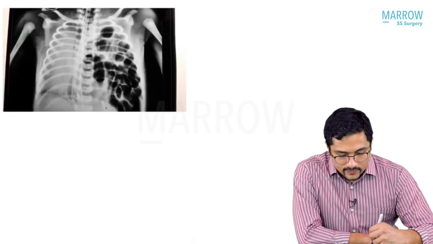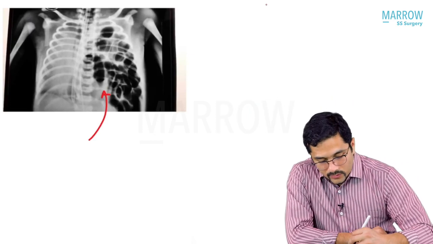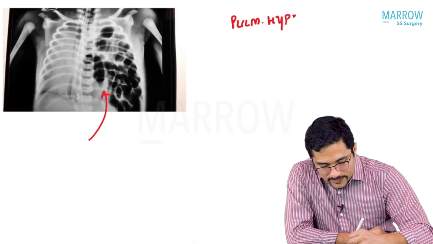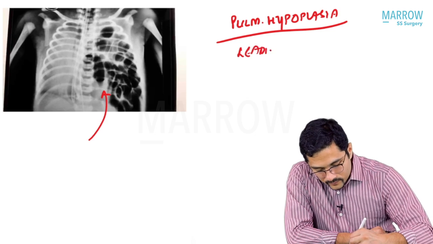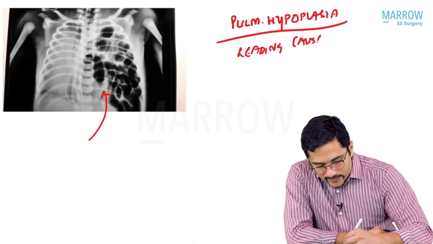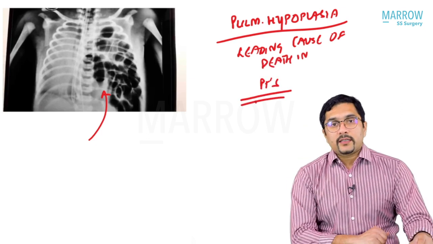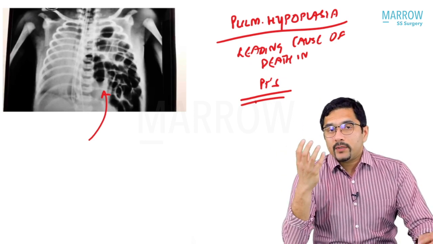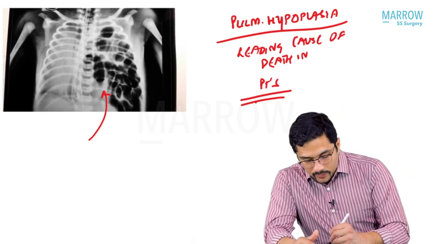You can see here that there are bowel loops in the hemithorax, and you also know that pulmonary hypoplasia is the leading cause of death in these patients. Pulmonary hypoplasia is the leading cause of death in patients with congenital diaphragmatic hernia, and later on these patients can also develop pulmonary hypertension, but the most common cause of death is pulmonary hypoplasia.